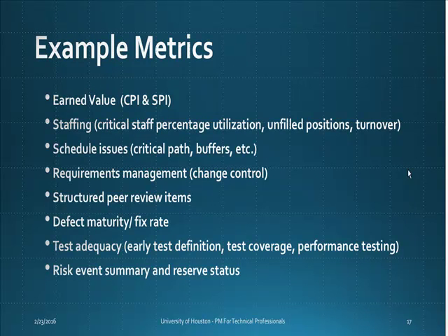Again, we have some more detailed metrics examples: earned value, cost performance index, schedule performance index, staffing, which covers turnover ratio and staffing percentage utilization, scheduling issues, dealing with the critical path and the buffer, requirements management, change control, peer-reviewed items, defect maturity, and the fix rate. So those are some of the important metrics that we have been using in the industry.